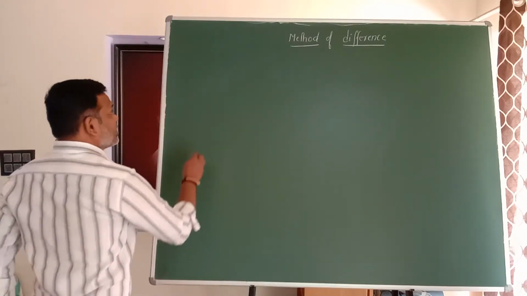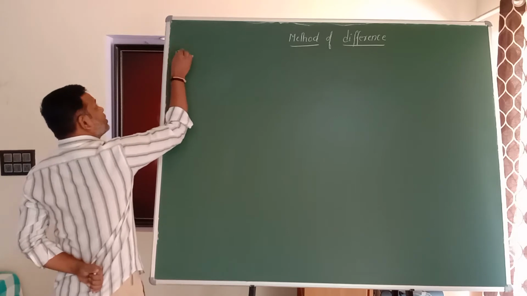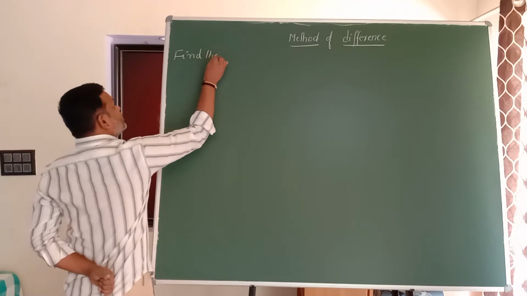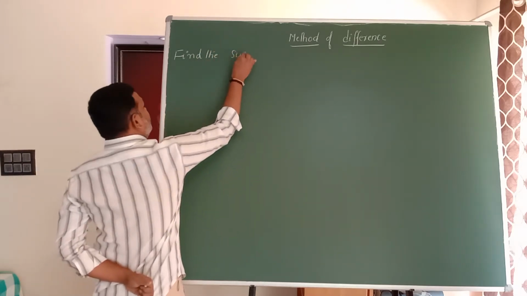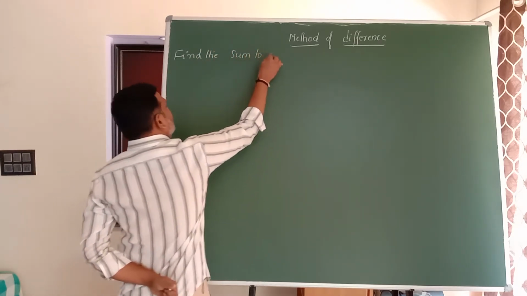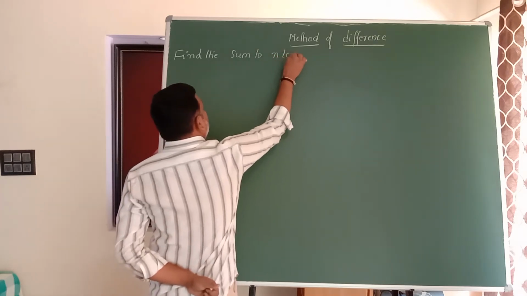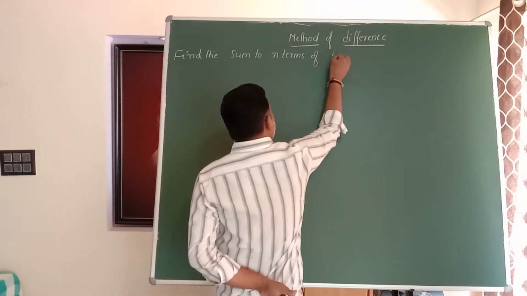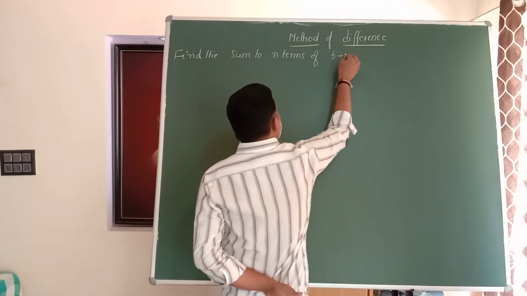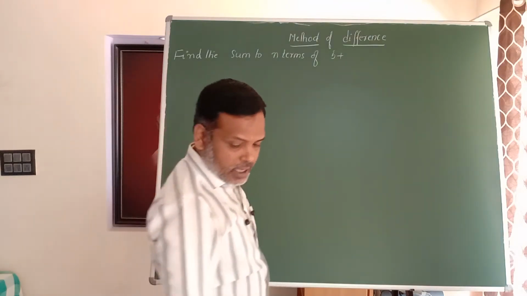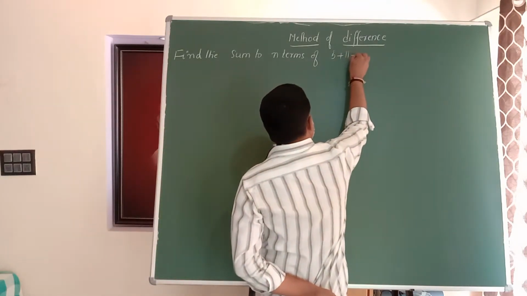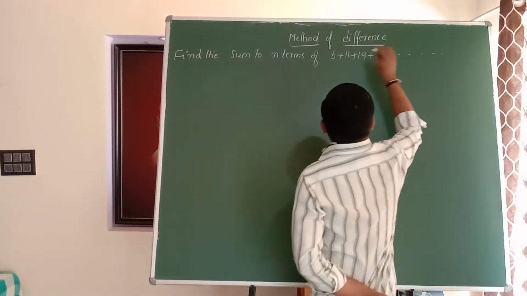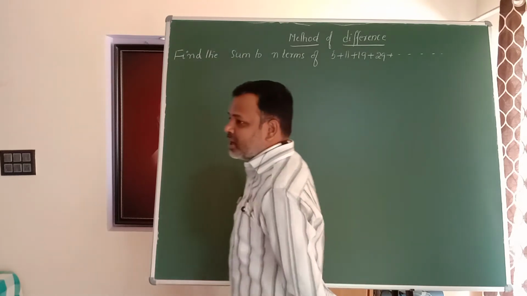In such a case, let us consider one problem. Find the sum to n terms of 5 plus 11 plus 19 plus 29 and so on. How many terms are there? There are a total of n terms.